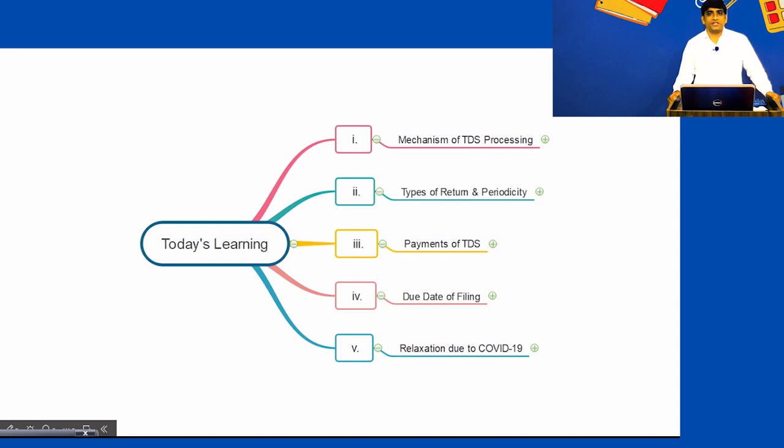Today we are going to learn various mechanisms of TDS processing. What are the due dates of TDS payment? What are the due dates of TDS filing? What is the periodicity of filing of the returns? And what relaxation has the Government of India announced for COVID-19? Okay, let's understand each of the topics one by one. Let's start.